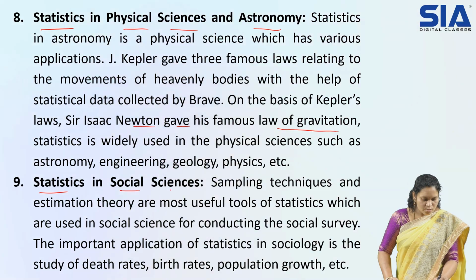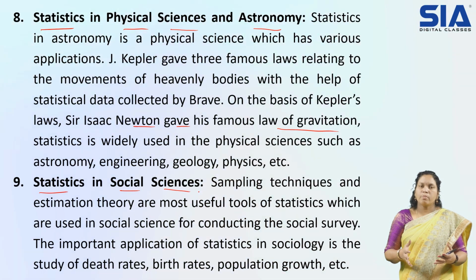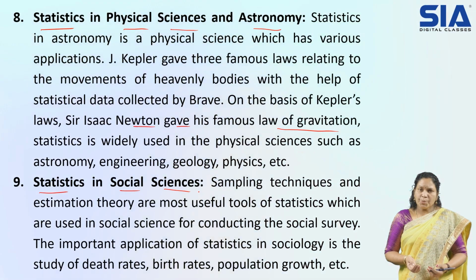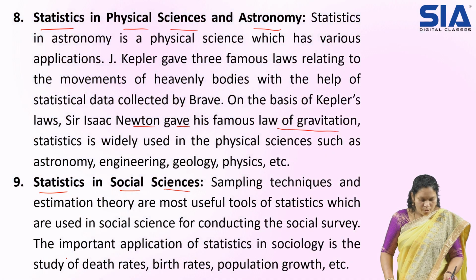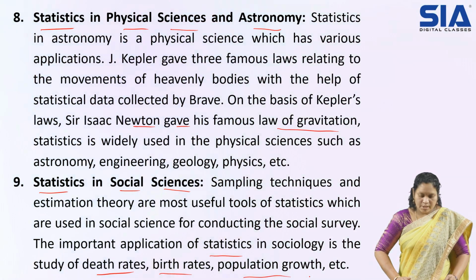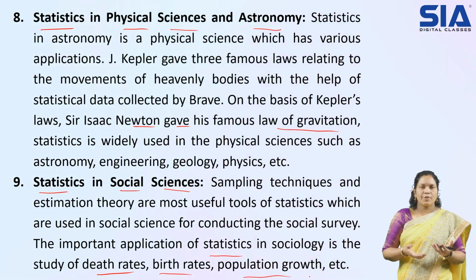Now let us go for the next step. Statistics in social sciences. Yes, in social science also it's there. Social science means how the relation is with the people, the social elements whatever we have, all that will be involved here. So there also we'll go for surveys, social surveys we'll do, so definitely that comes under statistics. See the example they have given here. The important application of statistics in sociology is the study of death rates, birth rates, population growth, etc. Sociology in the sense of death rates, birth rates means we have a birth certificate, and if somebody has died, a death certificate will be considered.